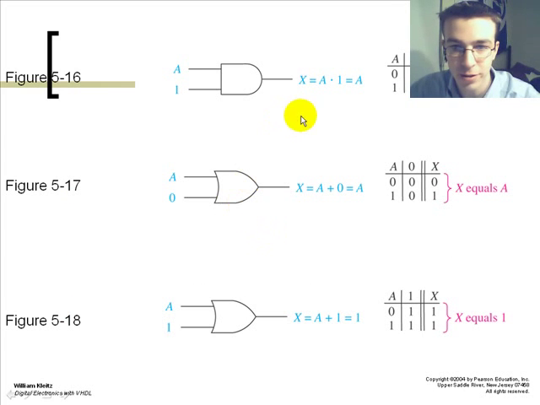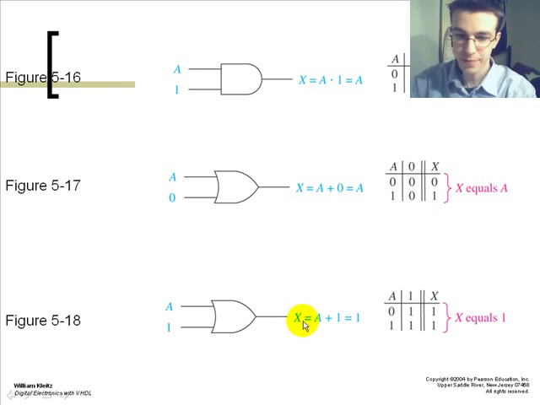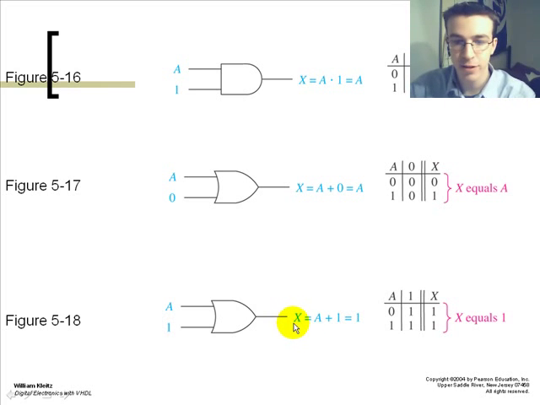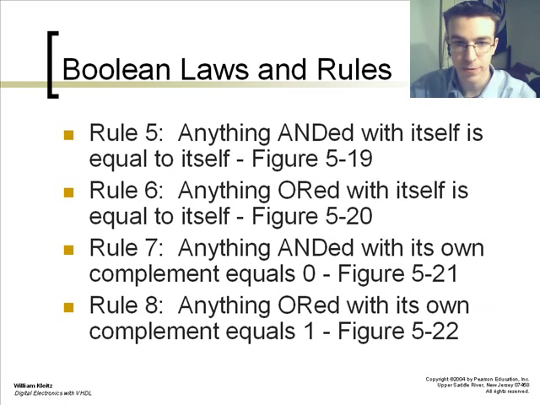So in Rule 2, we have X equals A times 1 equals A. So X equals A, and it is shown by the truth table form. This is an AND gate. This is an OR gate. We have X equals A plus 0 equals A, and the same follows, X equals A. For the fourth rule, we have A plus 1 equals 1. So X equals 1.